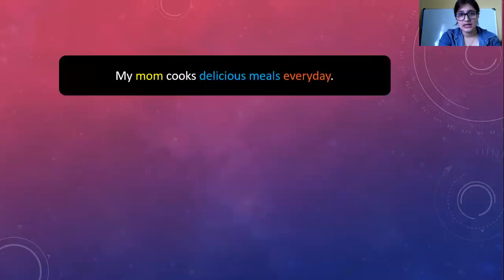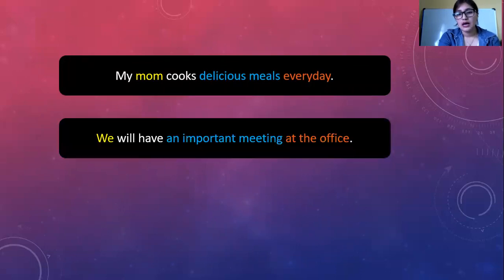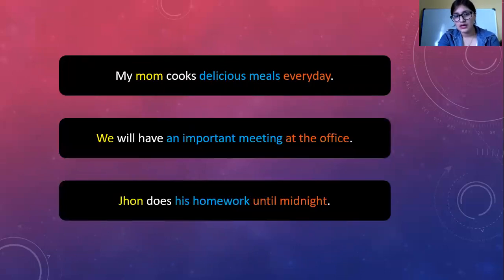Let's see the final examples. My mom cooks delicious meals every day. Here we have three examples where the yellow words are heads, the most important element. Delicious meals, an important meeting, and his homework are the complements. Remember, the complement is the one that defines the action. And the last words in orange are the adjuncts or modifiers that are not necessary to say.